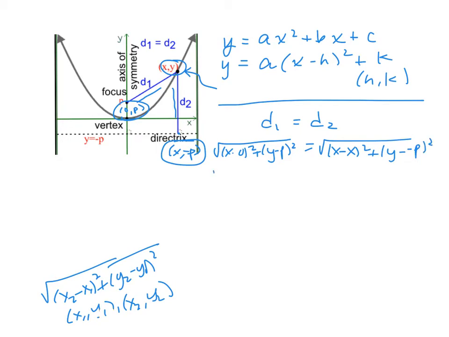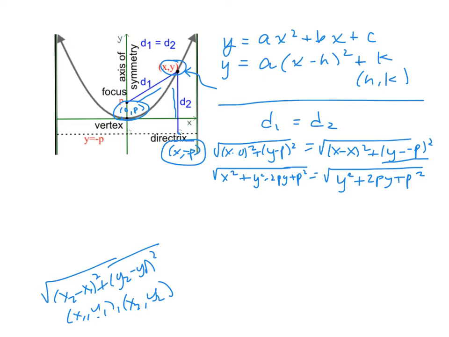Okay, so in this first radical, we get x squared plus (y minus p) squared. Well, if I expand that out, that's going to be y squared minus 2py plus p squared. And then over here, (x minus x) squared would be 0 squared. And if I expand that, that's (y plus p) squared, so y squared plus 2py plus p squared.